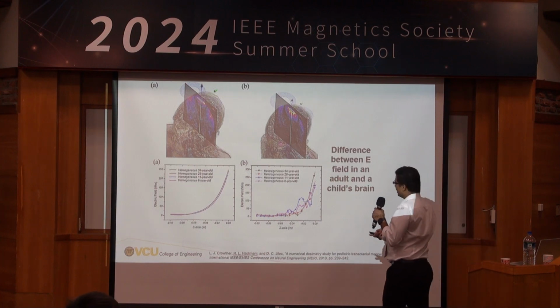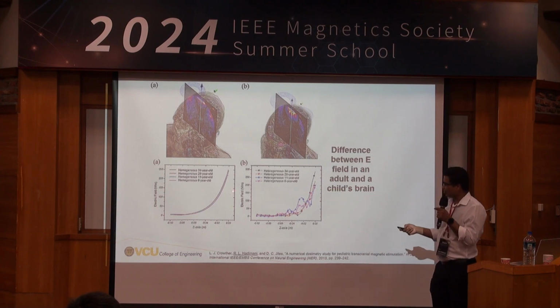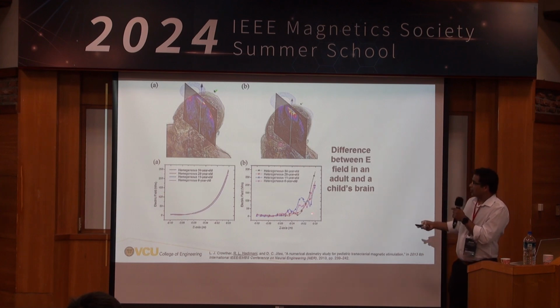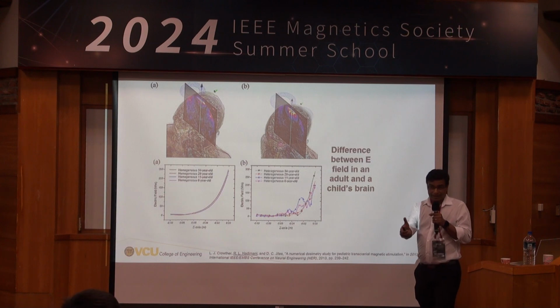So that means that's when they hit 150 volts per meter. So different people have different resting motor threshold.